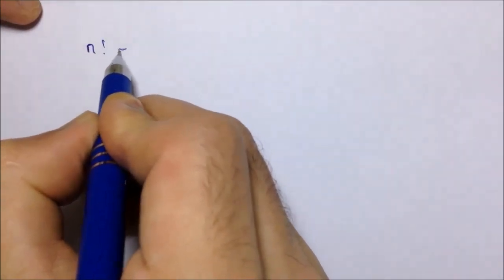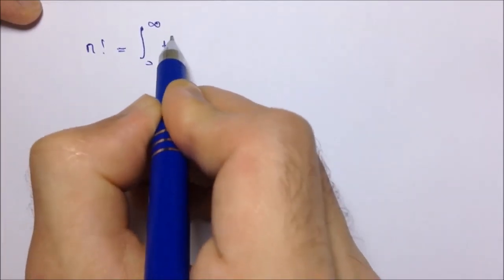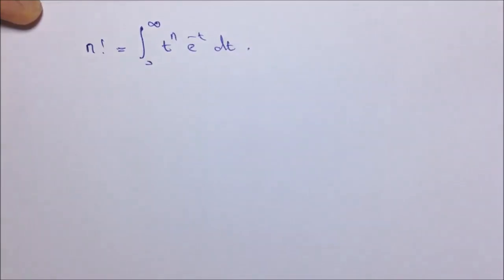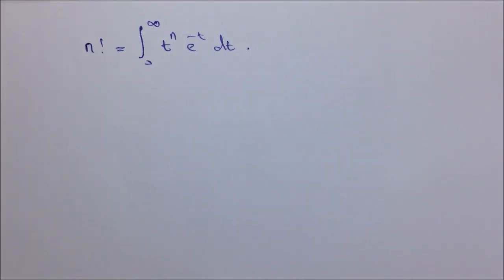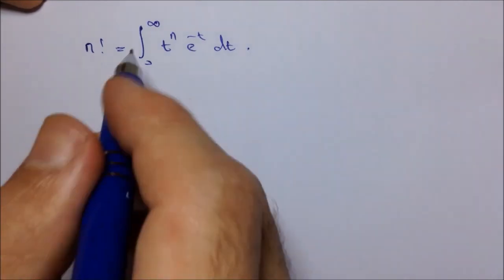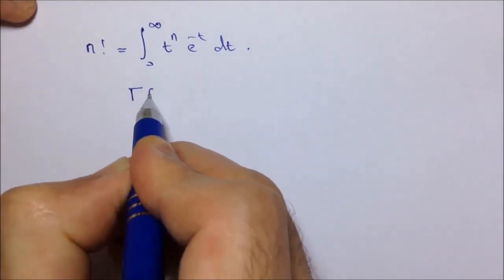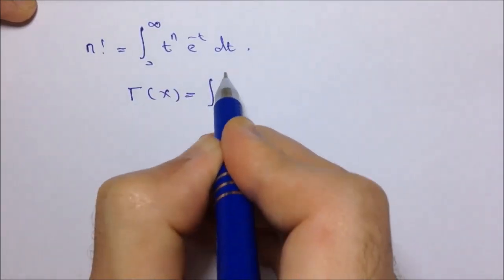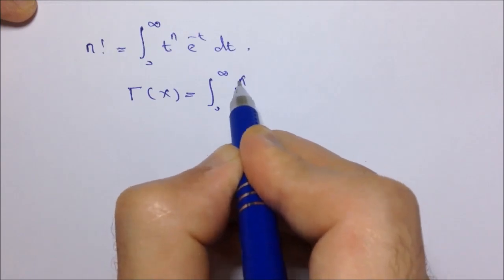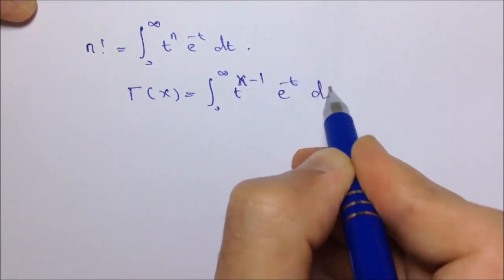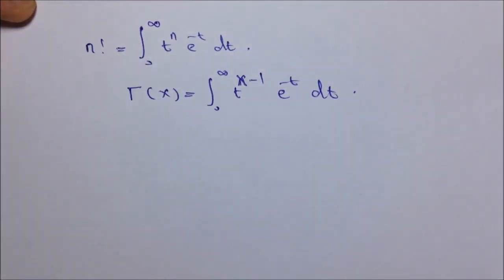Now in general we can write a general formula to find n factorial, where n is a fractional number, according to what we earlier said, as integration of t to the power n e^(-t) dt, which is called the generalized factorial function. Actually, this definition is closely related to the gamma function. The gamma function is defined as gamma of x equal to integration of t raised to a power of x minus 1 e^(-t) dt. So you can see that they have a similar definition.